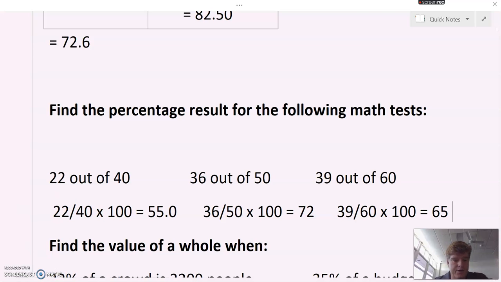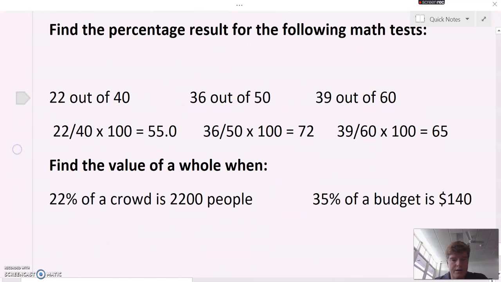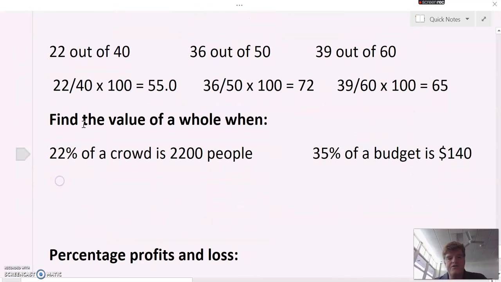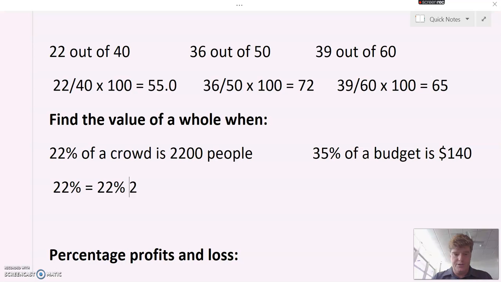Let's move on to the next one. This is a little bit tricky. Now, I'm doing it the way the textbook does it. Different people can do it a different way. Right. So 22% equals 2,200.